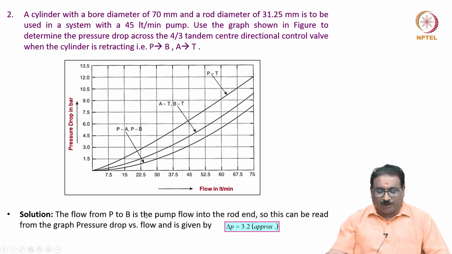So this can be read from the graph, pressure drop versus flow. How to read this, friends? You will see here, the bore diameter is given, rod diameter is given, then here the flow 45, you will see here 45 liters per minute, you will move up. I want to get P to B, how much? P to B, how much will I get here? You will see, friends, for 45, I will get here approximately 3.2 for the port configuration of P to A, P to B, here down curve.